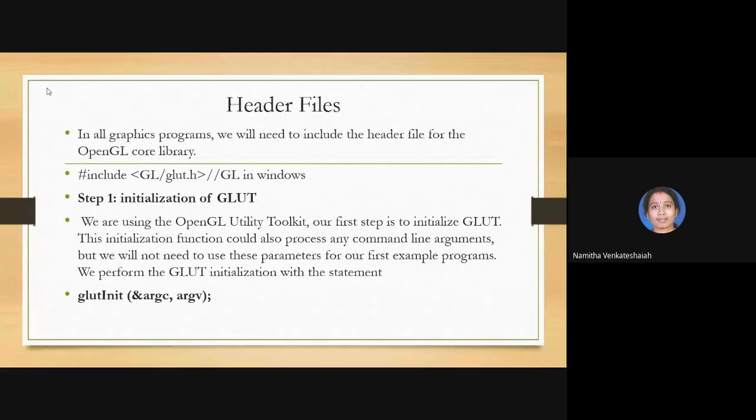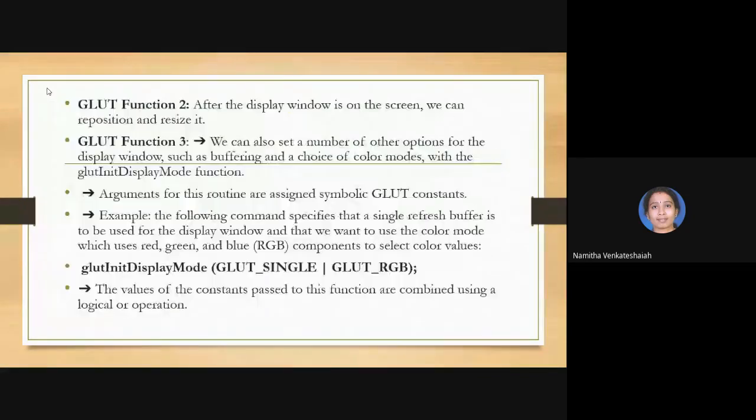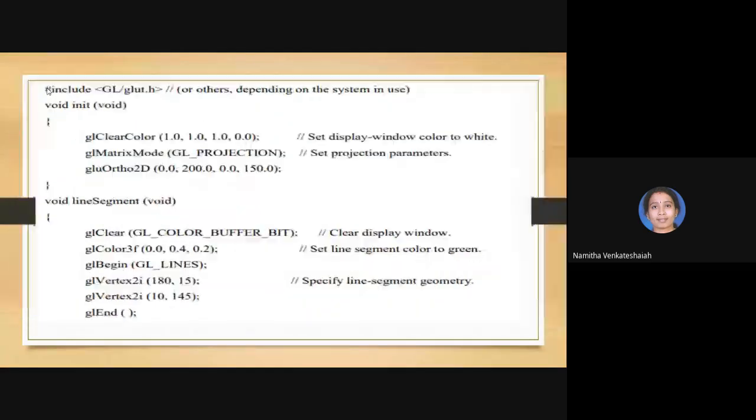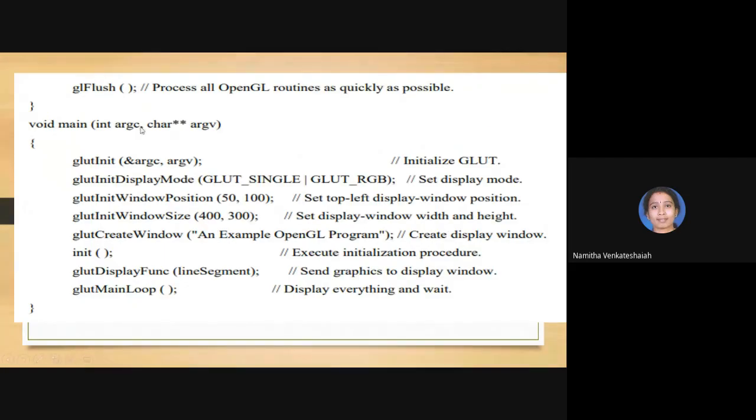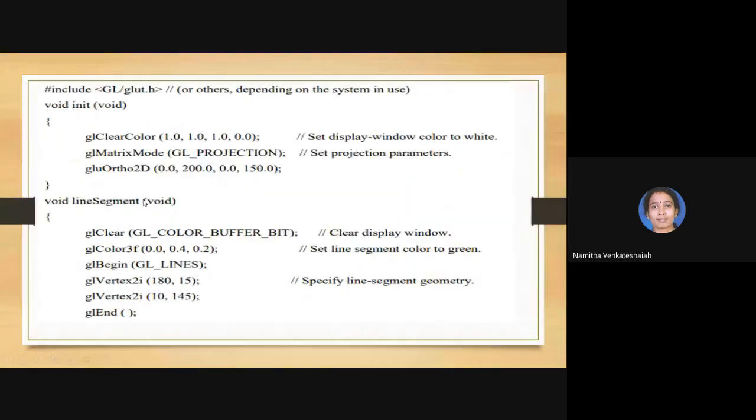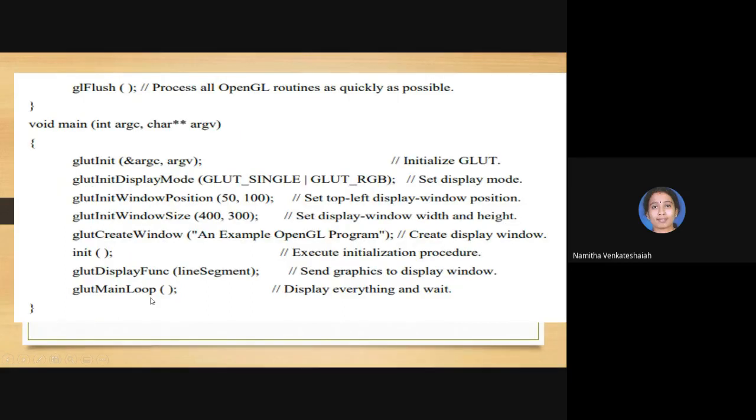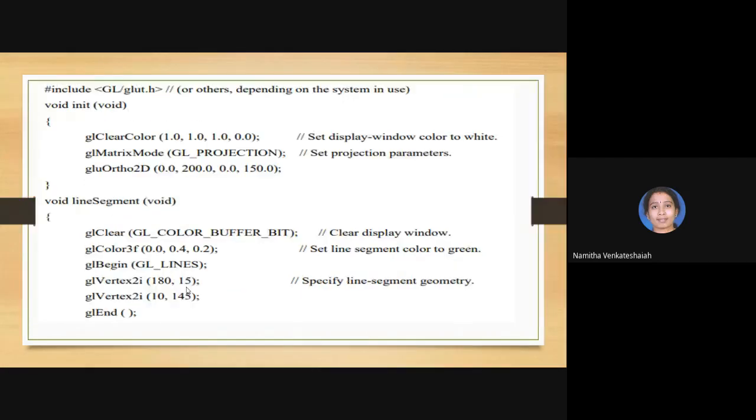Next, step one, after having the header file. Before this, I will show you how exactly the complete program looks. So this is the complete program. Look here. We have the header file here. We have the init part. We have the line segment function. And then we have the main function. Superficially, you see this program has three parts: init, line segment function to draw the line within the window, and then main. We will study in detail what exactly this program contains.